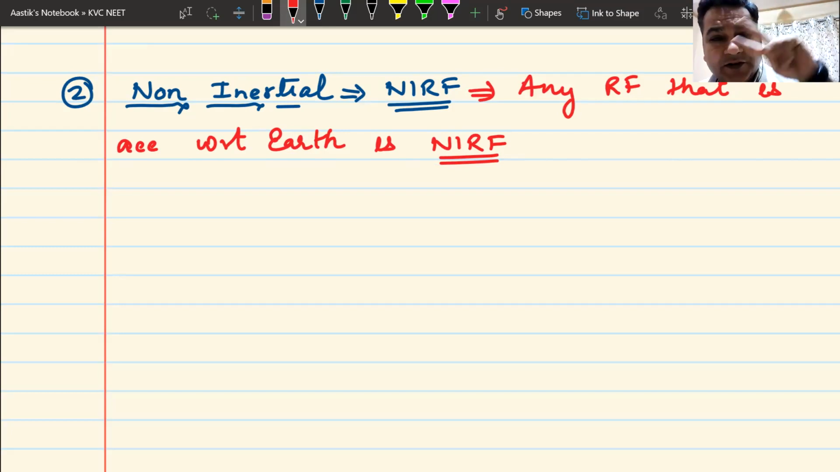So basically, a reference frame will be either inertial or non-inertial. If it is not inertial, it has to be non-inertial. If it is not non-inertial, it has to be inertial. So there is no third type. So these 1 and 2 make the entire set. It's like binary, 0 and 1. Either it is on or it is off. Only two states are possible for any switch. Similarly, for reference frames there are only two possibilities: inertial, non-inertial. Any reference frame that is accelerated with respect to Earth is a non-inertial reference frame.